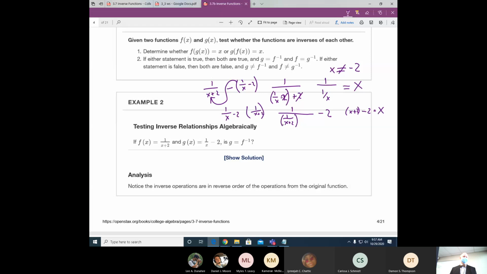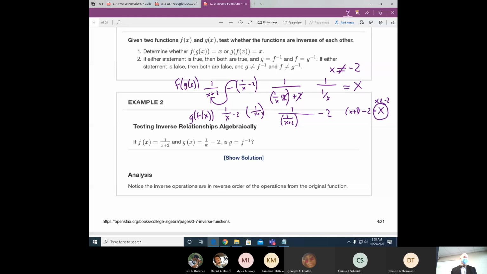Uh-oh, but the domain is x cannot be equal to negative 2, or this would blow up. So I have the same domain, but I do get x back for all other values of x. So yes, either way, I tested, what did I test here? This was g of x. What I tested here was f of g of x.